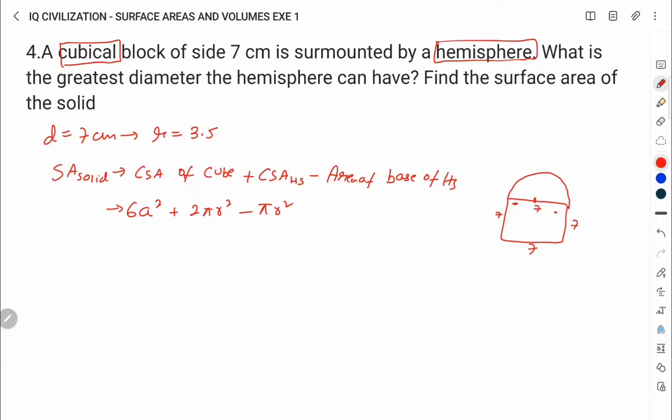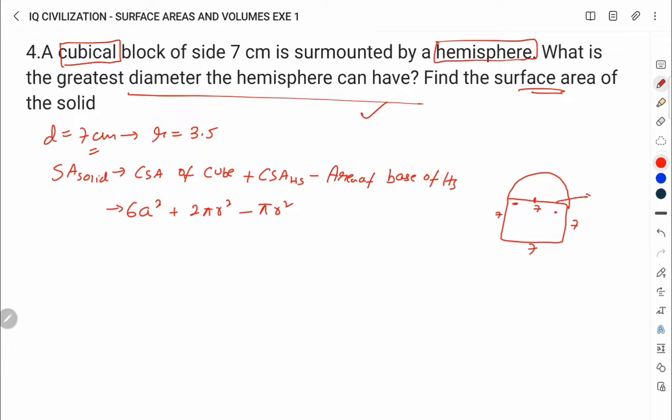Why pi r square? What is the greatest diameter the hemisphere can have? Here we need to find the hemisphere. So greatest diameter, find the surface area. This is the second part. For the first part of the question, the greatest diameter is 7. I already got this. This part is over. For the surface area of this solid means what? This one cuboid.